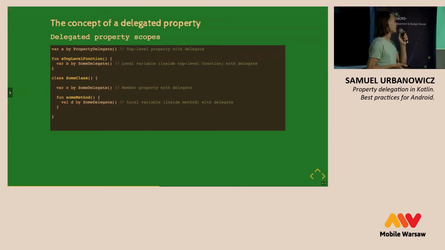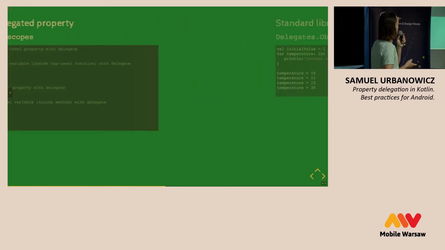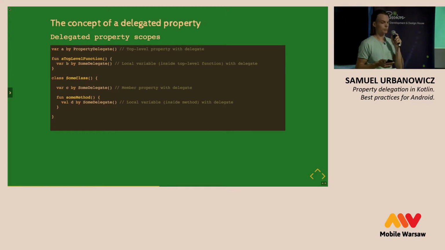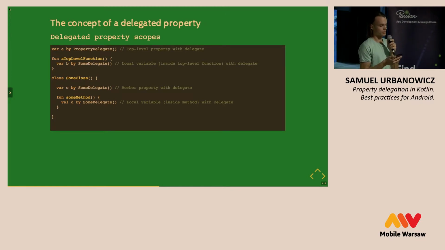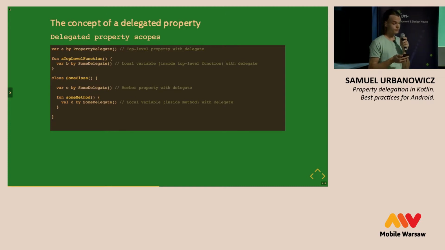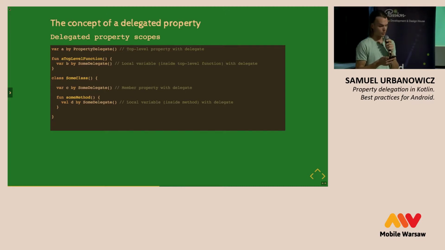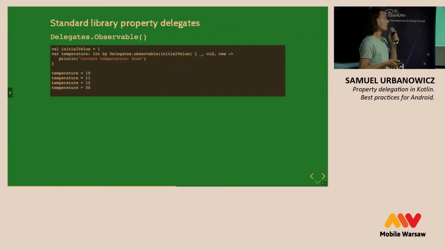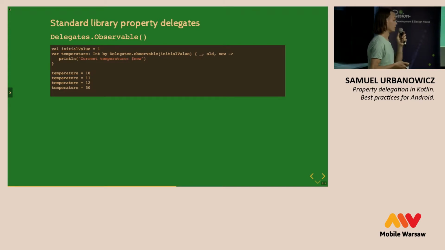Here is a snippet that shows where we can use our delegated properties, when we can apply property delegation. We can use delegated properties for top-level properties, for class properties, also for local variables, for class members, and for class member functions and top-level functions.